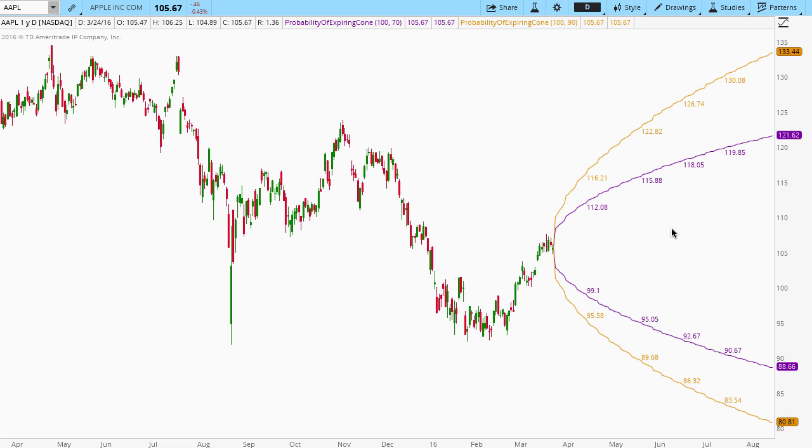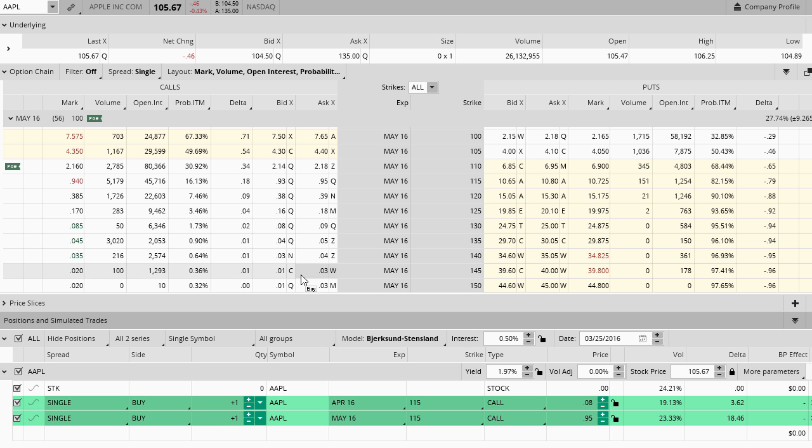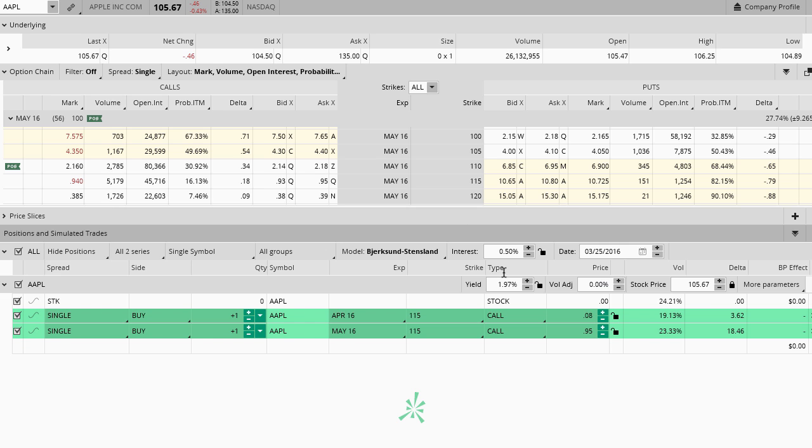Now, here's what we're going to do. We're going to look at a volatility adjustment to both of these contracts. I just want to move this up so you can clearly see it here. So inside of Thinkorswim, and most broker platforms have this, you can actually adjust and simulate what would happen to the value of these options should volatility go up or down.